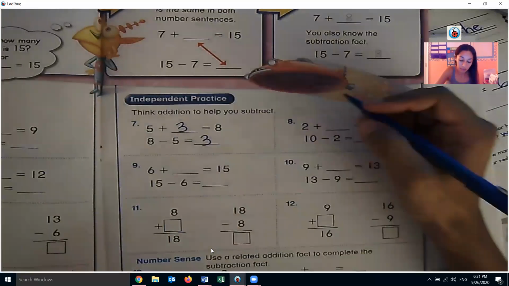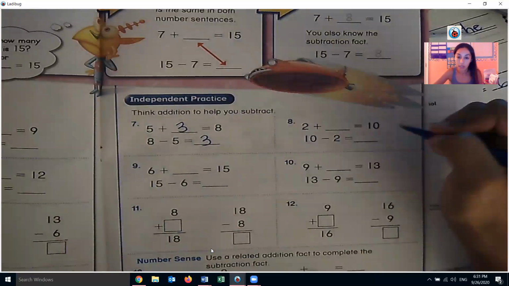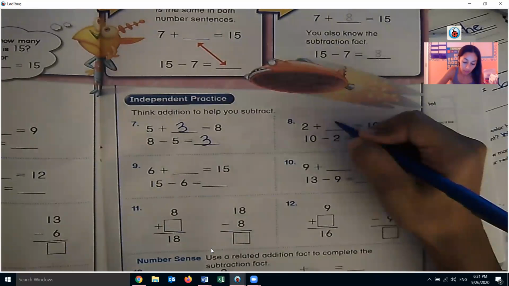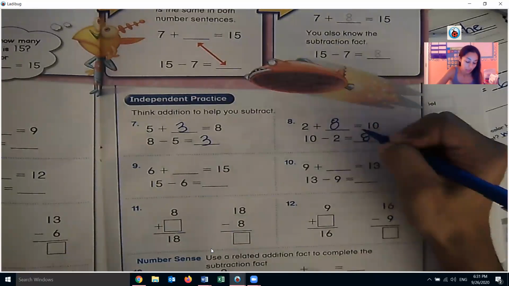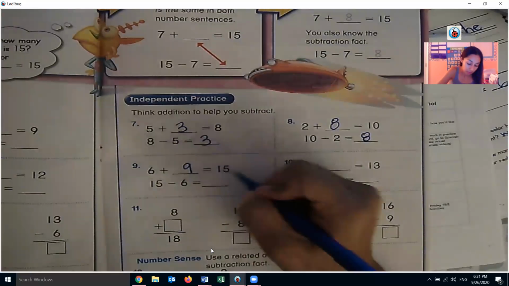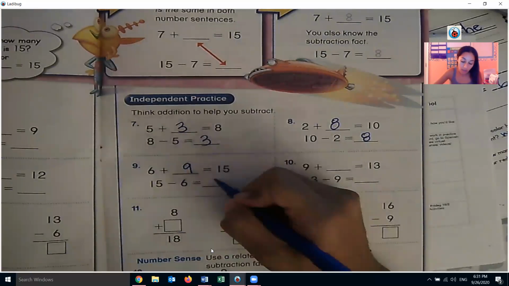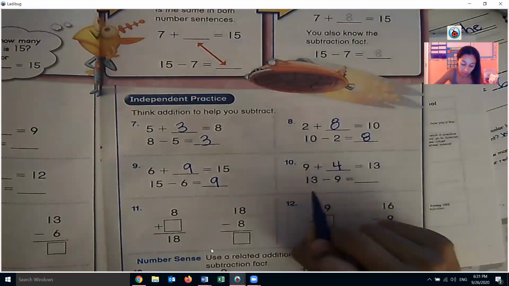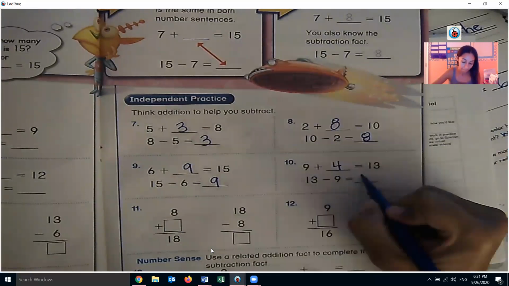2 plus what is 10? I can do that by solving. 10 minus 2 is 8. Okay, 2 plus 8 then is 10. 6 plus 9 is 15. So 15 minus 6 is 9. 9 plus 4 is 13. So 13 minus 9 is 4.